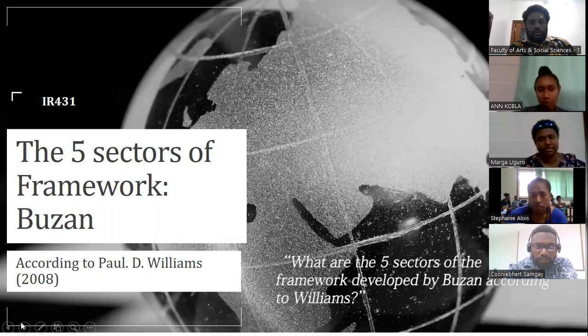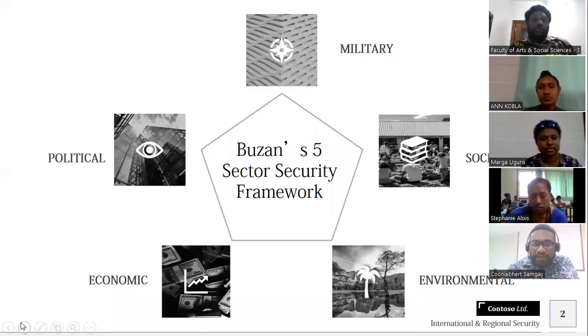Okay. So 5 different sectors to the framework according to Busan. Busan saw fit that the 5 different security sectors should be military security, societal security, environmental security, economic security, and political security. All these 5 different sectors, he believed that they all make up the basic concept of state, and each sector should have their own security. And all 5 of them, they are related to each other in one way or another.